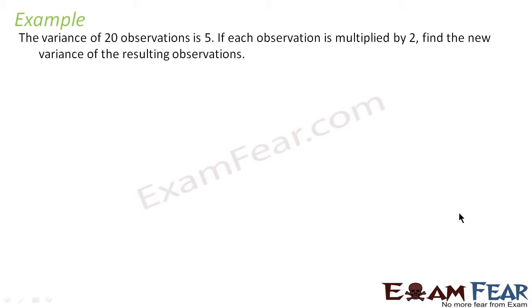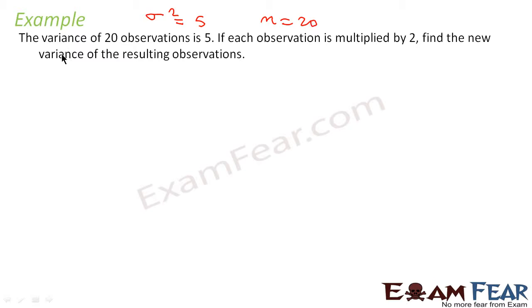The example says the variance of 20 observations is 5. If each of the observations is multiplied by 2, find the new variance. So the question says variance is 5, the number of observations is 20, and each is multiplied by 2.